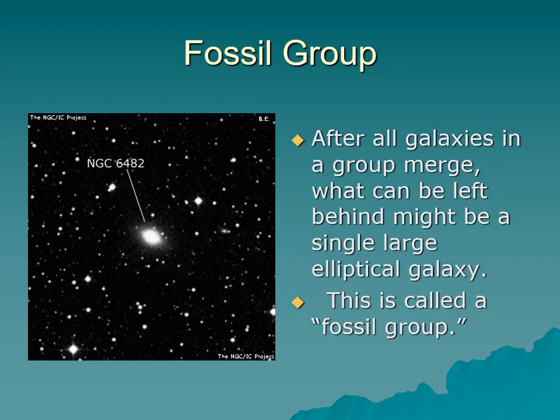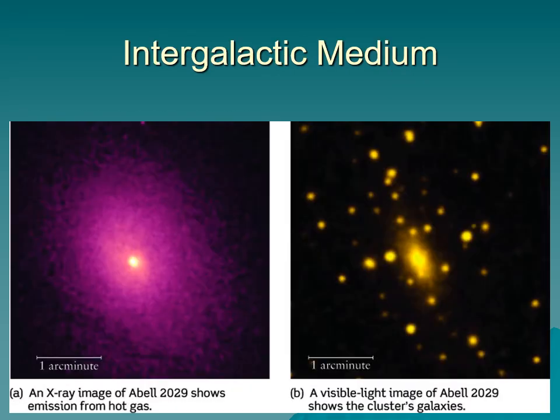Sometimes something like the Local Group, all the galaxies will probably merge together eventually and make an elliptical galaxy. And they found several of these, and they call them fossil groups. So NGC 6482 looks like just an elliptical galaxy. It's almost certainly what's left over from a group of galaxies all merging.